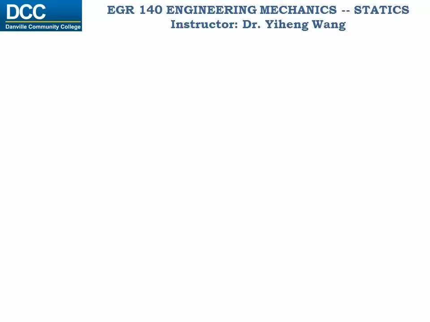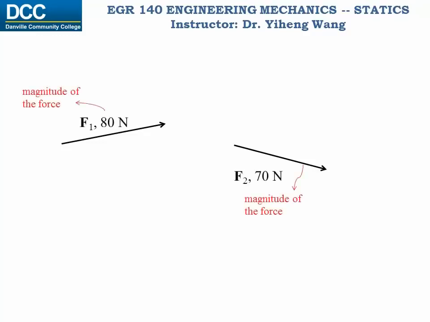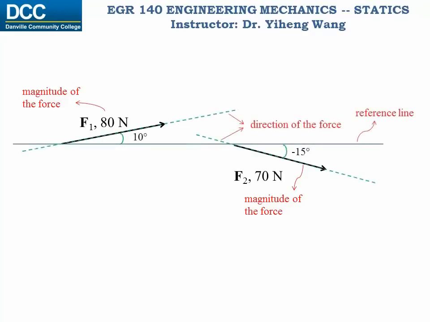When we sketch vectors, for example, two force vectors, we use arrows. The length of the arrow represents the magnitude of the vector, and the direction of the vector is represented by an angle between the arrow and a chosen reference line.